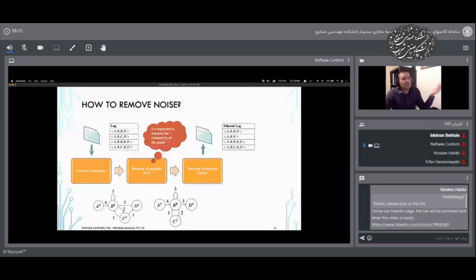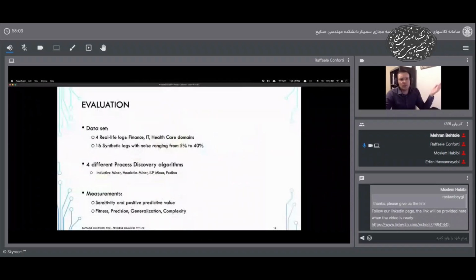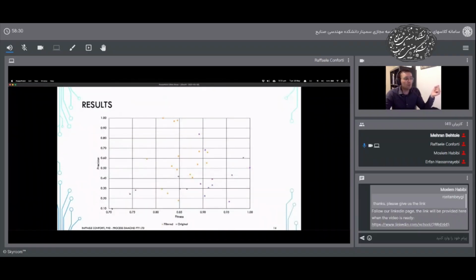To test this approach, we tested it on a variety of logs. So we use 4 real-life logs and 16 artificial synthetic logs, and we use it on different process discovery techniques to see if this approach was working on each technique or only on some of them. And for each one of them, we measured the 4 quality measures that I discussed before. And what we observed is that by filtering, we managed to get higher precision while before we were not able to.